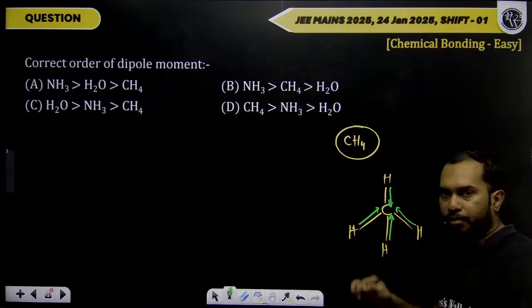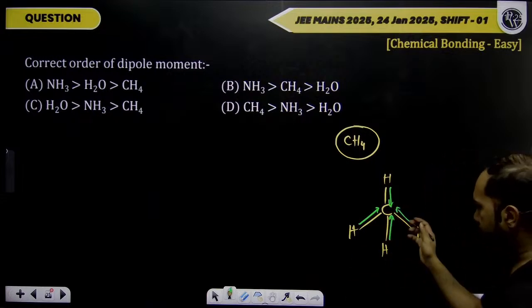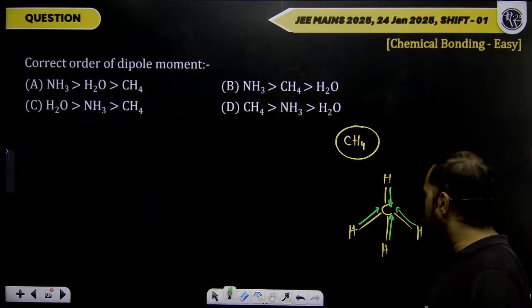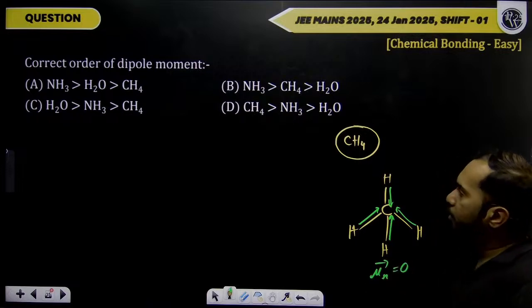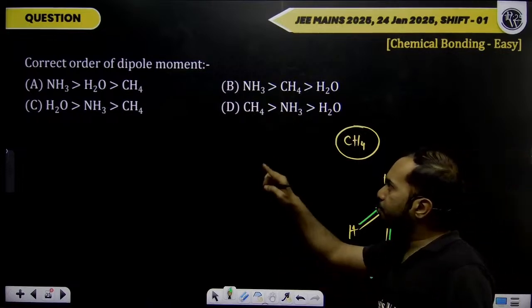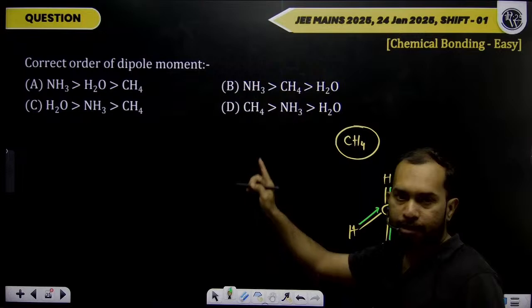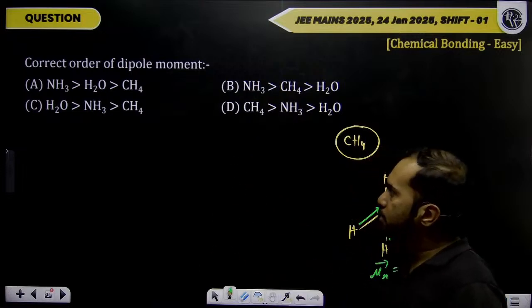All of them have equal magnitude. 4 equal magnitude vectors arranged at 109 degree 28 minutes. The resultant will be 0. It is a perfect geometrical shape, so its dipole moment will be 0. So CH4 should be coming at last. That means either answer A is correct or answer C is correct.